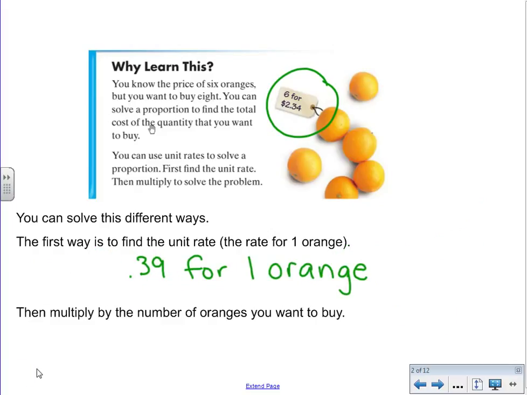Now that we have the unit rate, we can figure out how much it will be for any number of oranges. What if the question says, how much is it for 12 oranges? Well, all we have to do is take 39 cents per orange times 12 oranges, and we would get $4.68 for 12 oranges. If we use this method to solve a proportion, it's actually two different steps, so it might take a little longer.